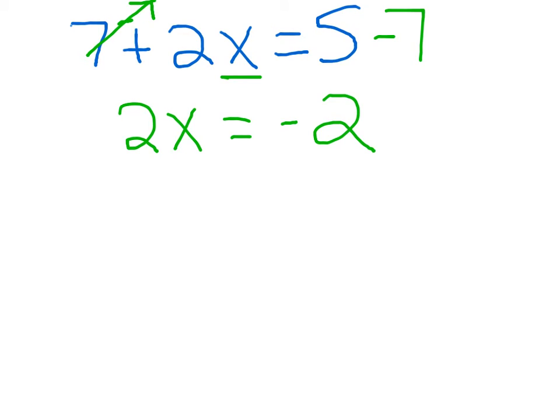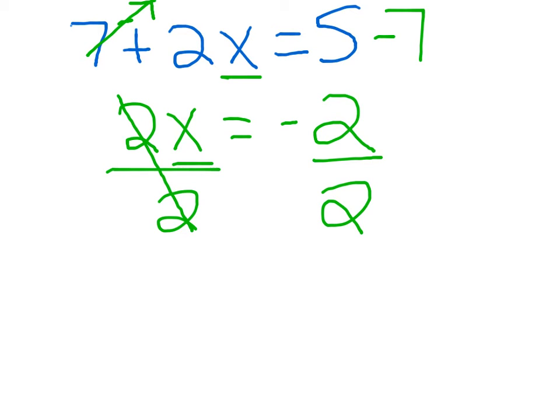Now, we still need to isolate our variable x, so our next step will be to divide both sides by 2. Our 2's on the left divide to 1, and we are left with x equals negative 2 divided by 2, which is the same as negative 1. So our solution for our first equation is negative 1.